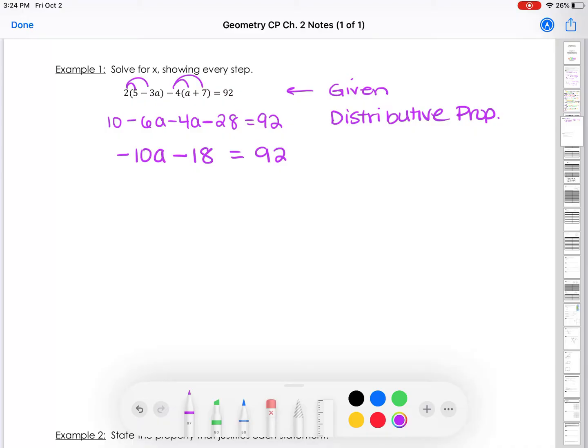Now, yes, I combined like terms here, but that's not a rule. What actually happened here is that I substituted the original expression with this one. So this is actually going to be substitution.